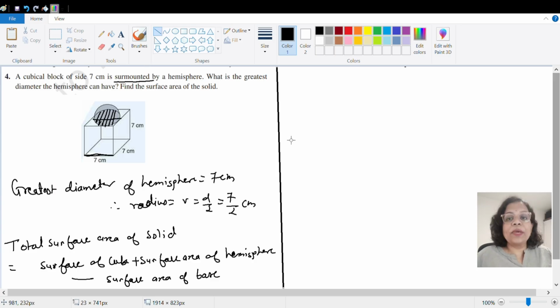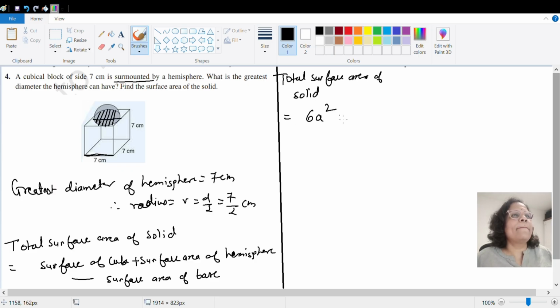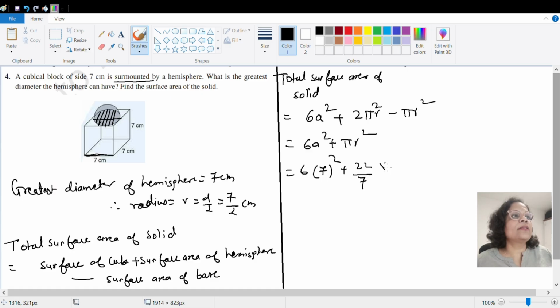Then what is the surface area of cube? 6a square. What is the surface area of hemisphere? 2 pi r square. Right, so you will write total surface area of solid is equal to 6a square plus 2 pi r square minus pi r square. So this becomes 6a square. 2 pi r square minus pi r square, you are left with only 1 pi r square. So 6 times the side 7, 22 by 7, and r square means 7 by 2 into 7 by 2. 7 gone, this becomes 11.